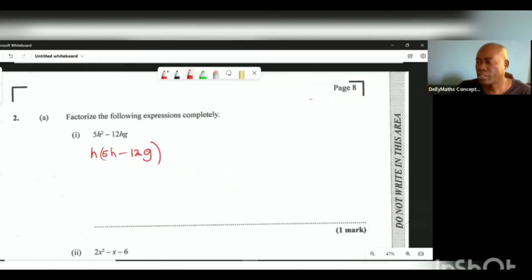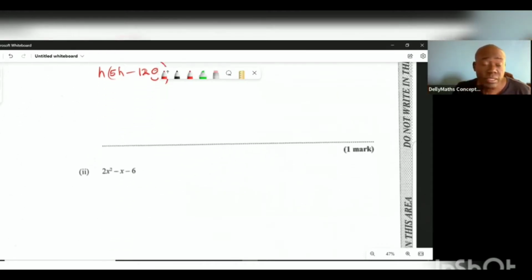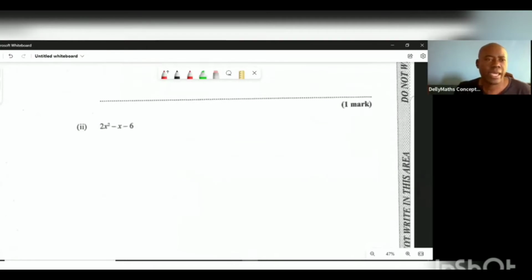All right, so there it is. We now factorize that and collected our marks to move on. All right. Next question: 2x squared minus x minus 6.